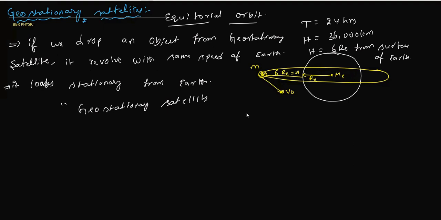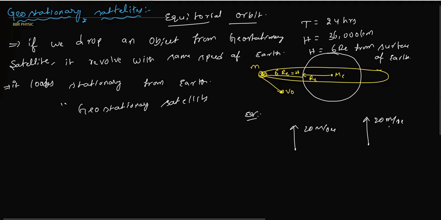Let me take one example here. Your friend is moving in this direction at 20 meters per second. You are also moving in this direction at 20 meters per second. If you observe your friend now, not the surroundings, that friend looks at rest to you. That's what we call stationary. That's why we call these geostationary satellites.